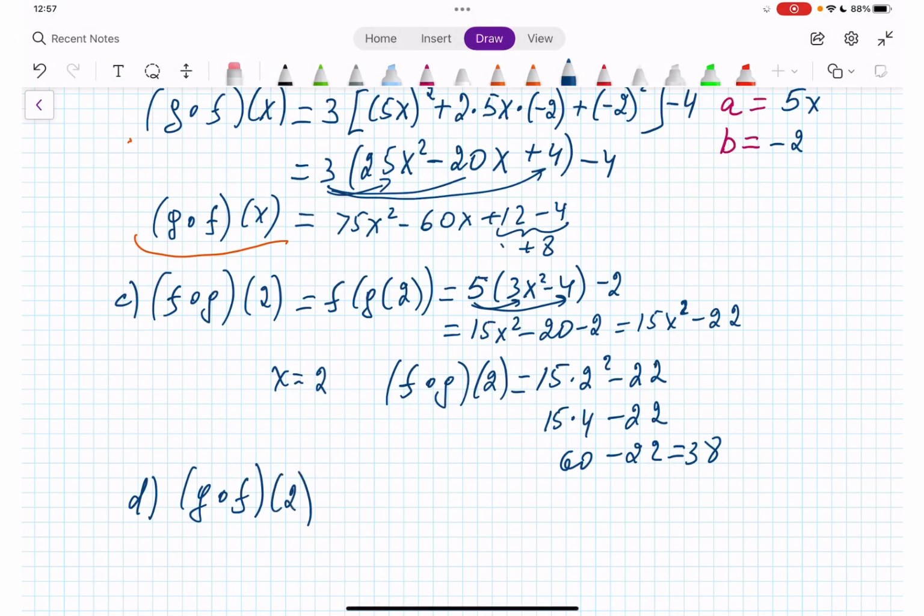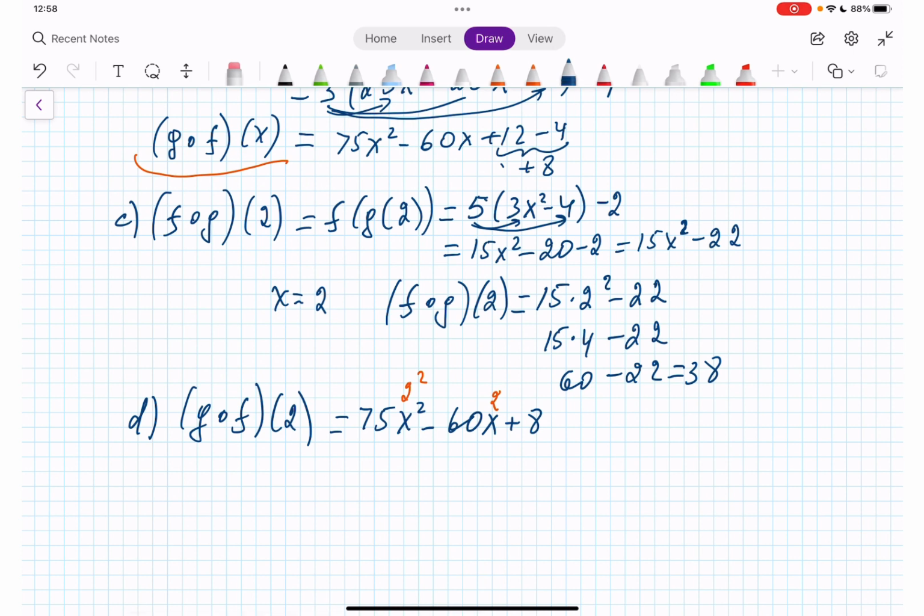Of 2, which means we have this, what, 15x squared minus, no, I'm writing the wrong one, I guess I'm tired. 75x squared minus 60x plus 8. So I'm plugging 2 in here, 2 squared and 2 here. And what we are going to get equals 75 times 2 squared minus 60 times 2 plus 8. Okay, 2 squared is 4, so 75 times 4. 4 times 5 is 20, 2 in mind, 4 times 7, 28, and 2, 300.